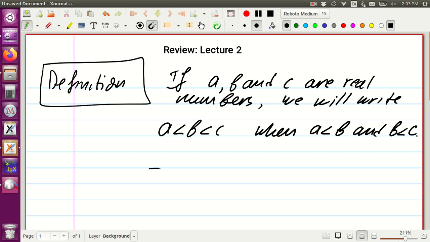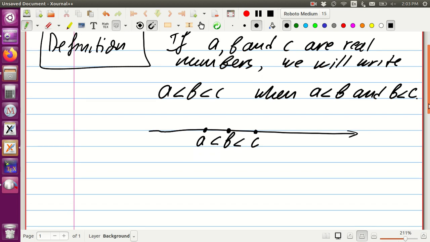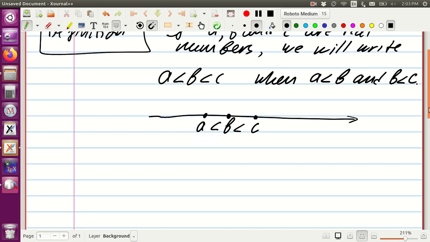So geometrically, it's really easy to represent. Geometrically, it just means if you have number A to the left, number B in the middle, and number C to the right. So we mean B is bigger than A, and at the same time, B is less than C. So that's one definition probably I should have included in the previous lecture, but it's familiar to you, it's just a review, so you kind of know all of these things.